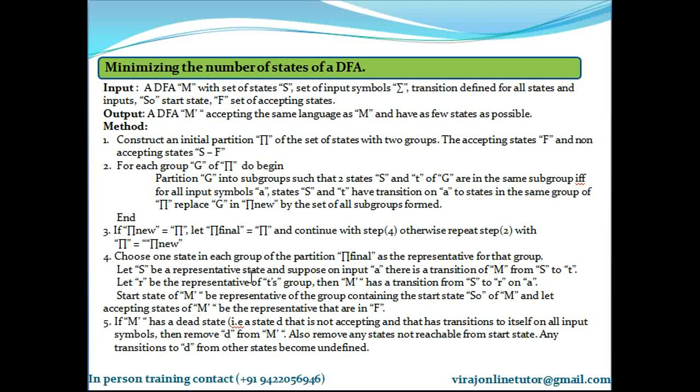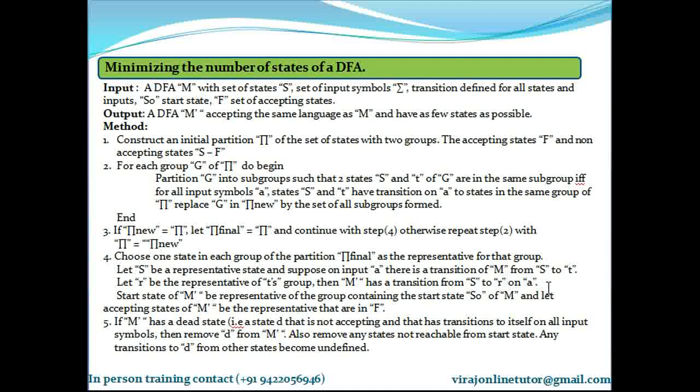So let S be the representative state, and suppose on input symbol A there is a transition of M. What is M now? Source DFA. There is a transition from state S to state T on input symbol A, and let R be the representative of T's group. Then M dash, that is the target DFA, has a transition from S to R on A. That means I select S as a representative from one group, and I select R as a representative from T's group.